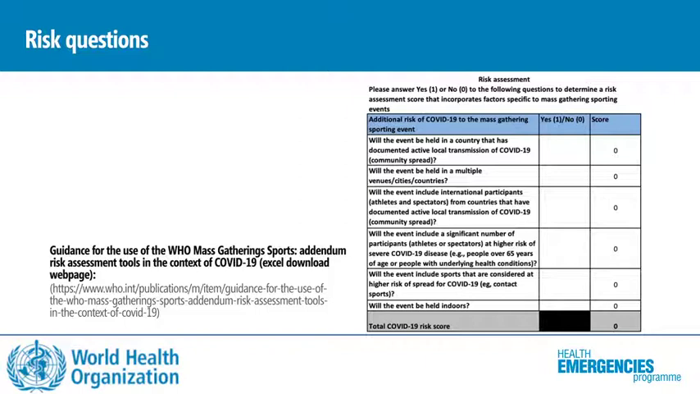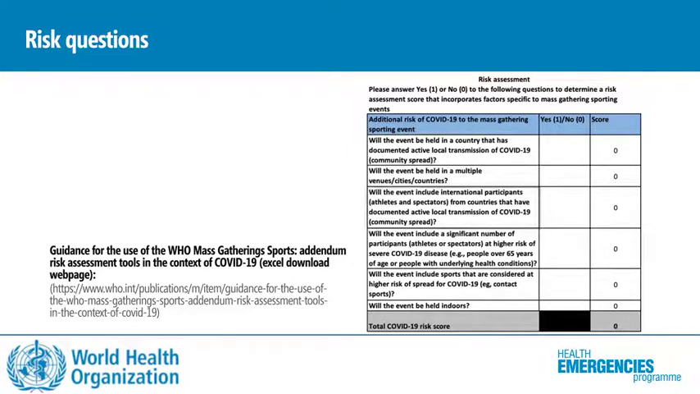First, the risk assessment. Remember to use the accompanying WHO COVID-19 risk assessment addendum for sporting events Excel file to conduct this risk assessment. You can find the risk assessment on the second tab of the Excel document. There are 6 questions in this risk assessment and include 1. Will the event take place in a host country with documented active local transmission, or in other words, community spread? 2. Will the event be held in multiple venues, cities, or countries?